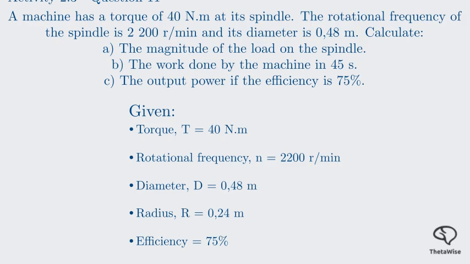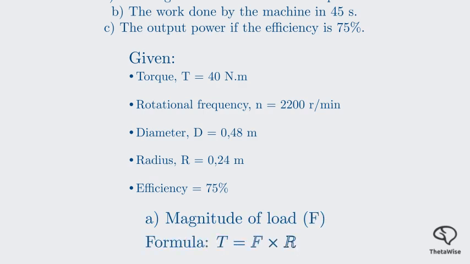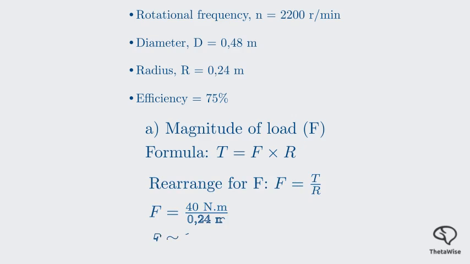Let's begin with part A, the magnitude of the load on the spindle. We'll use the torque formula, T equals F times R. We know the torque T and the radius R, and we want to find the force F, which represents the load. Rearranging the formula gives F equals T divided by R. Substituting the values, F equals 40 newton meters divided by 0.24 meters. This calculation gives a load of approximately 166.67 newtons.